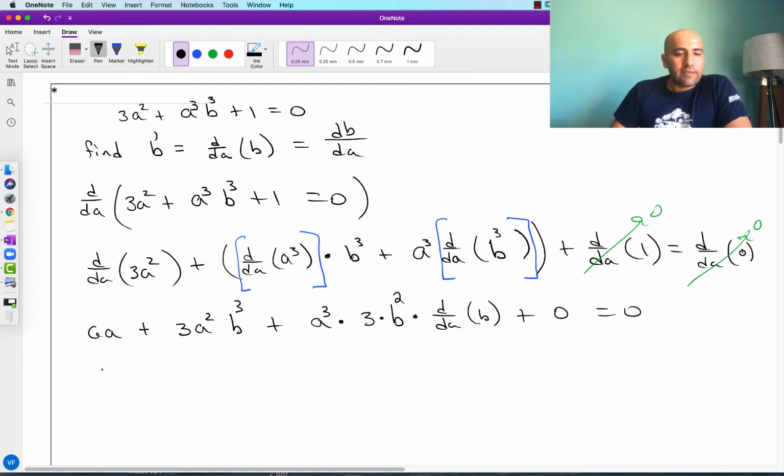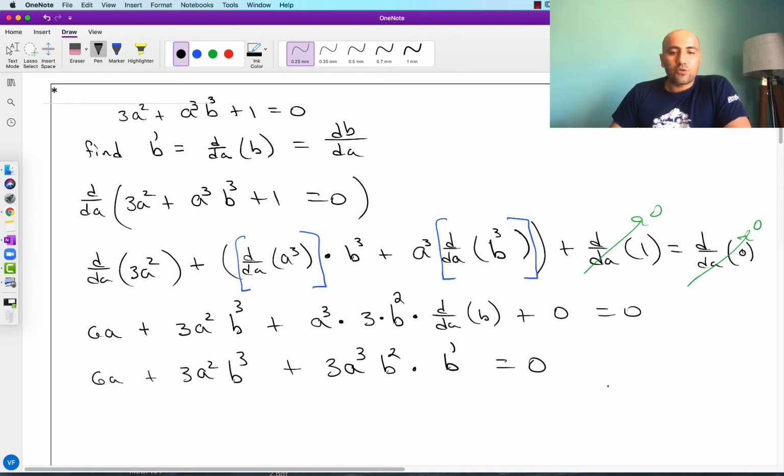So let's simplify this a little bit. We get 6a plus 3a squared b cubed plus 3a cubed b squared times, and I'm just going to rewrite it as b prime, dB/dA, just b prime, equals 0. We're almost there. We just have to solve for b prime now. That was the original question.